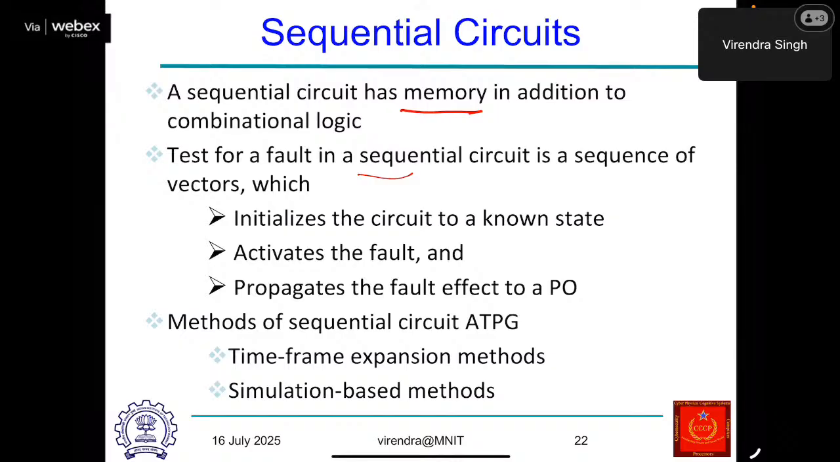So rather than having one vector to detect one particular fault, you need to have a sequence of vectors to detect a fault. That makes it a much tougher exercise than combinational logic. Keep in mind that combinational test generation itself is a tough exercise.